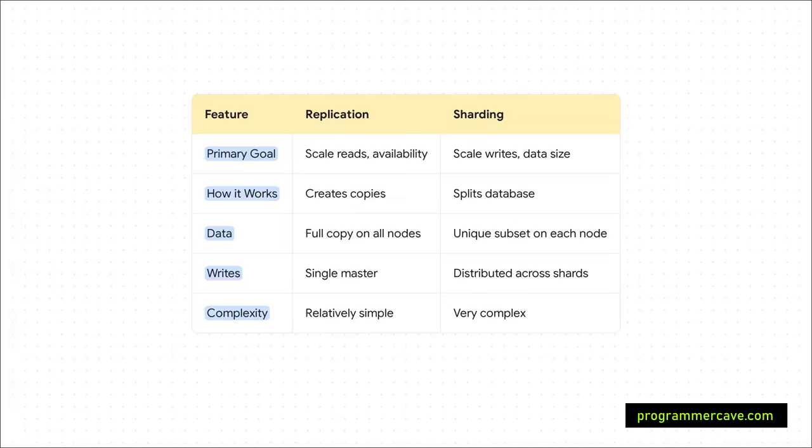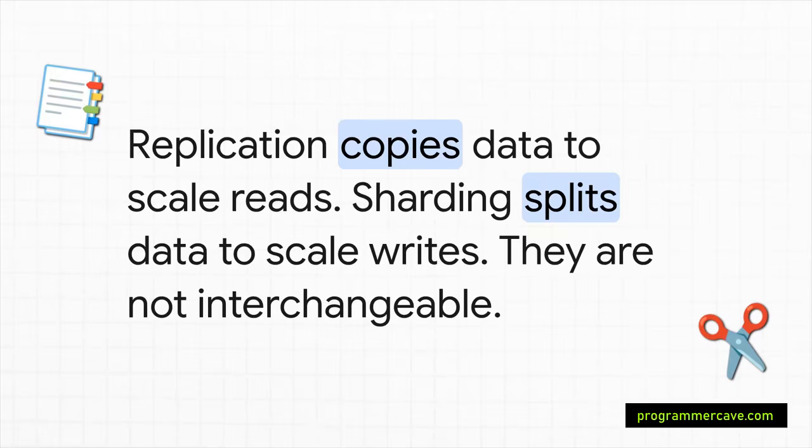How do they work? Replication makes copies, sharding splits things up. The data itself, with replication, everyone has a full copy. With sharding, each server has its own unique piece of the puzzle. And maybe the most important point for us developers, replication is pretty straightforward to set up, but sharding is very complex to get right.